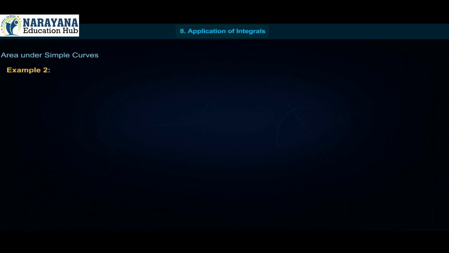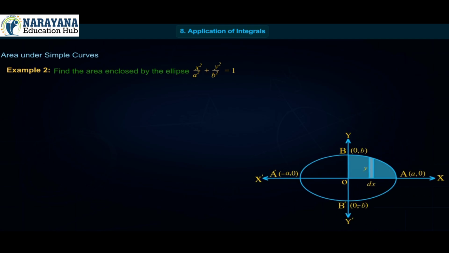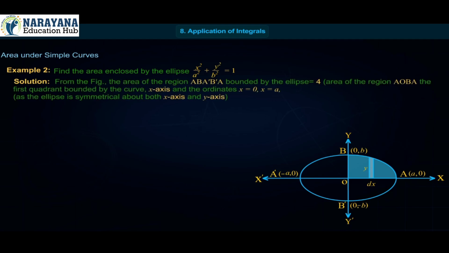Example 2. Find the area enclosed by the ellipse x²/a² + y²/b² = 1. Solution. From the figure, the area of the region ABA'B' bounded by the ellipse is equal to 4 times the area of the region AOBA, the first quadrant, bounded by the curve, x-axis and the ordinates x = 0, x = a.